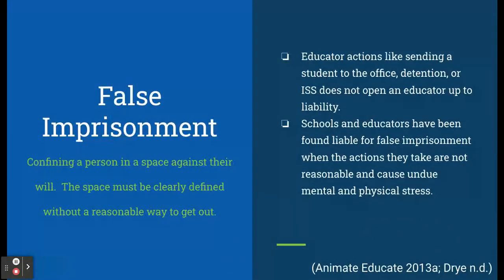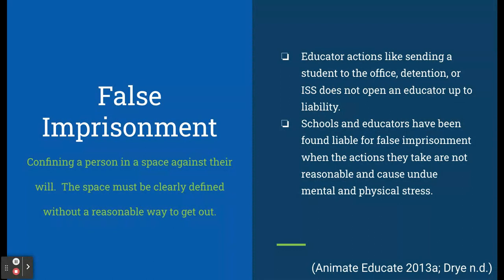Now, one thing that we really try and do is never restrain or seclude a student, right? That's why we specifically use our emergency safety interventions, our ESI procedures. And that's because we can be held liable for false imprisonment. And so in the normal function of our day, things like sending a student to the office or detention or ISS, that does not open an educator up to liability.